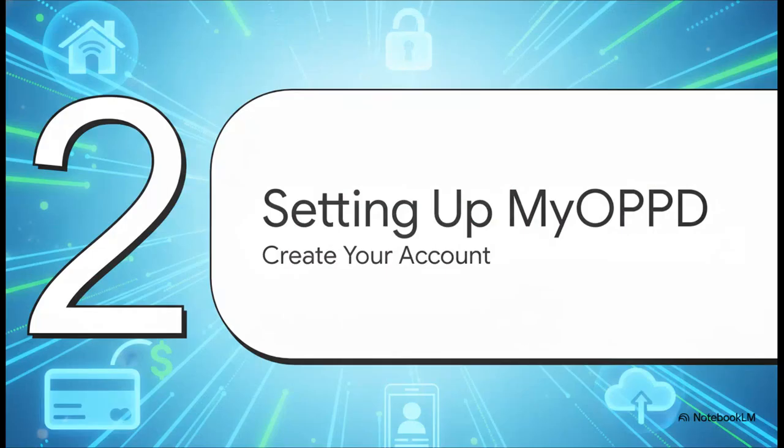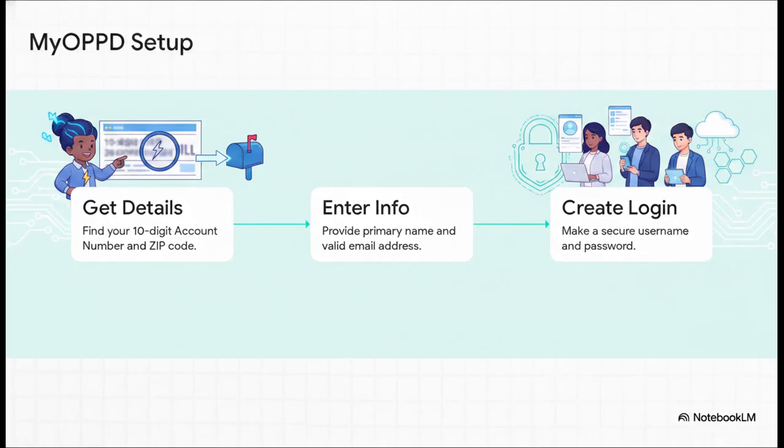Section 2. Setting up my OPPD. Okay, to build your online foundation, you can't just guess your way through it. You're going to need to grab your most recent physical bill to find your unique 10-digit account number along with your billing zip code. Once you've got those handy, head on over to myoppd.com, pop them in along with a valid email address, and create your secure login. Boom! You've just set up a highly secure profile where you can manage literally everything in one convenient place.